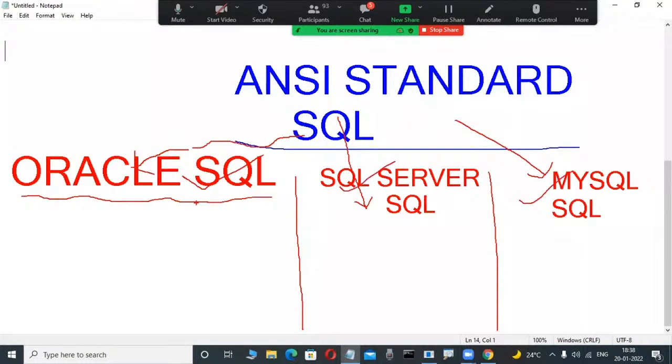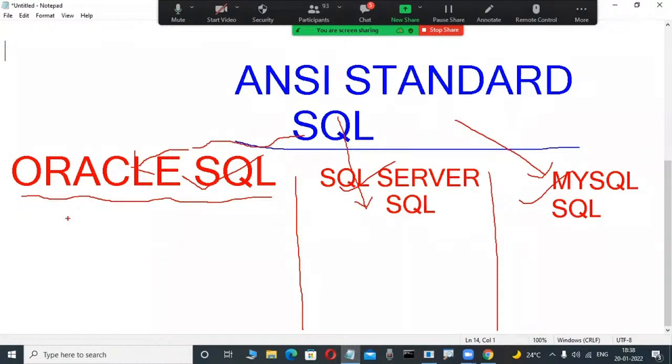How do we differentiate all these SQL languages? Conceptually they are the same. Conceptually means table is there, view is there, procedure, function, trigger and package are there in Oracle SQL. In SQL Server also: what is table, view, synonym, index, procedure, function, trigger, same. In MySQL also: table, procedure, function, trigger, package. These are the same conceptually, but syntactically totally different.